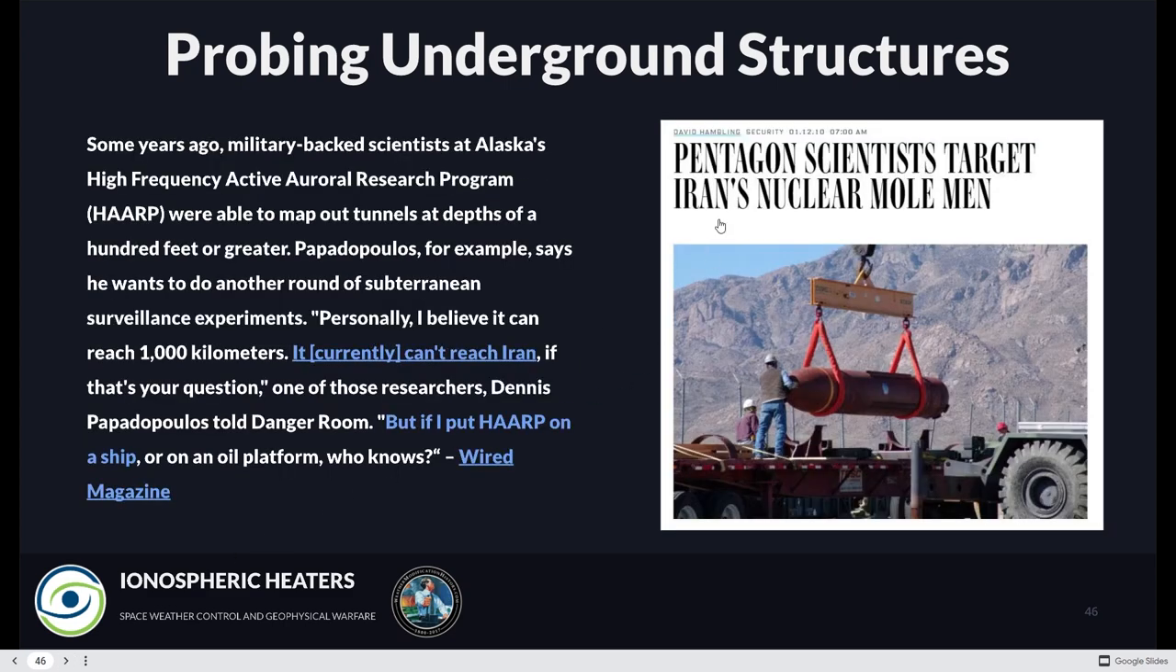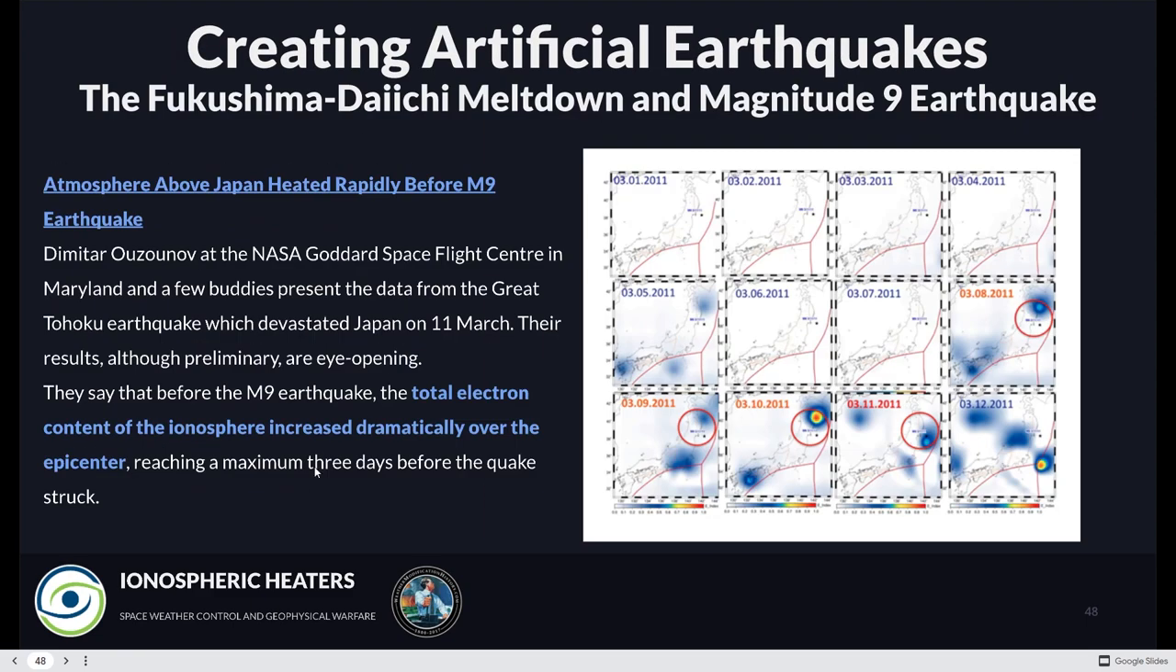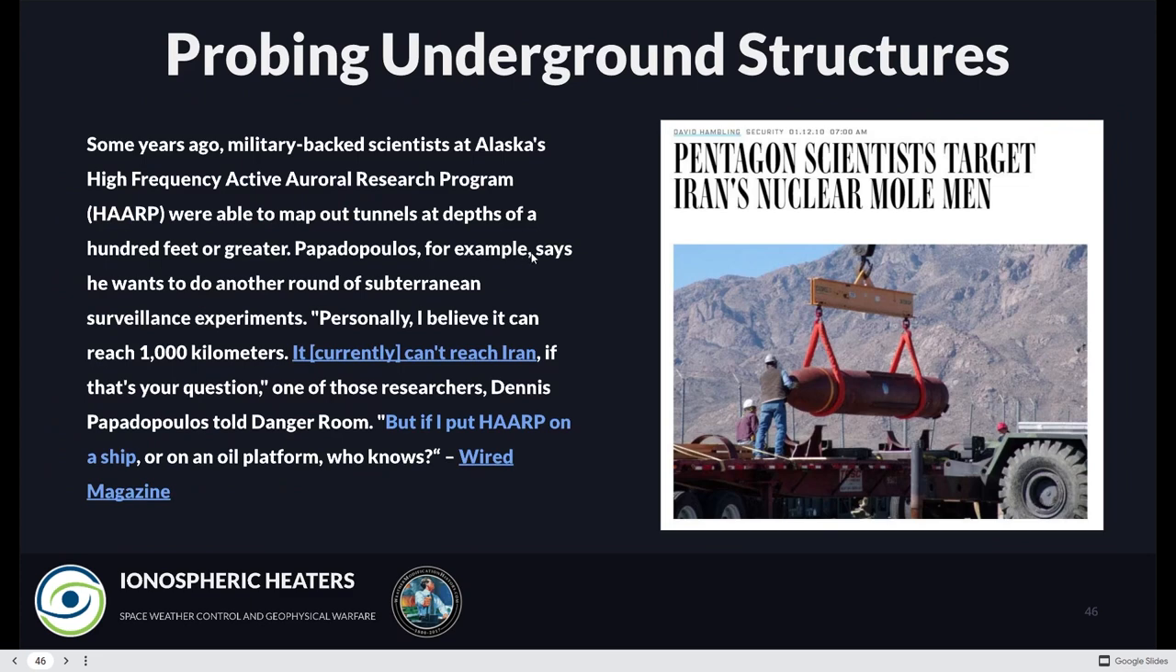And their whole purpose was, as Wired magazine put it, Pentagon scientists target Iran's nuclear mole men. Some years ago, military-backed scientists at Alaska's HAARP were able to map out tunnels at depths of 100 feet or greater. Papadopoulos, for example, there's that name again, says he wants to do another round of subterranean surveillance experiments. Personally, I believe it can reach 1,000 kilometers. It currently can't reach Iran, if that's your question, one of those researchers, Dennis Papadopoulos, told Danger Room. But if I put HAARP on a ship or an oil platform, who knows?